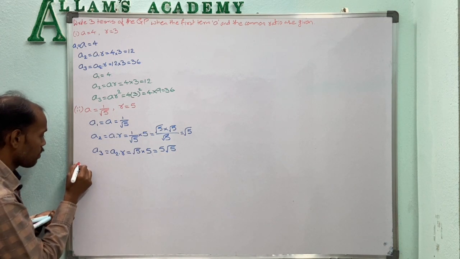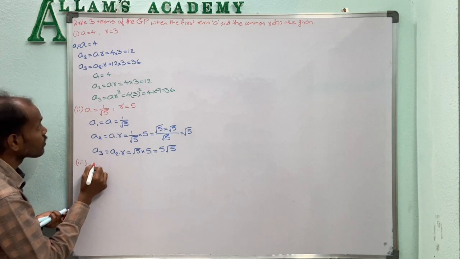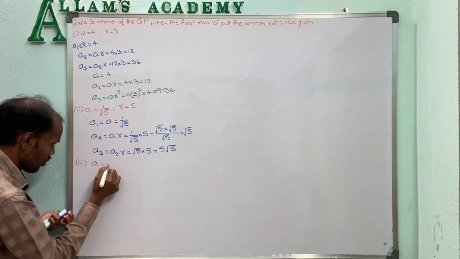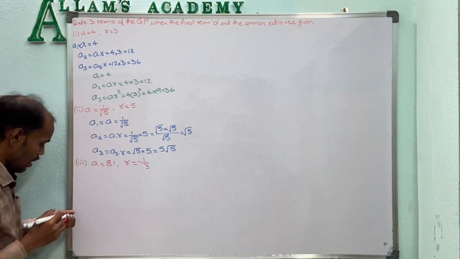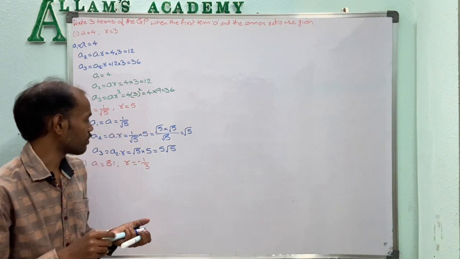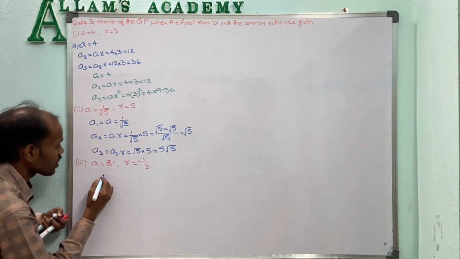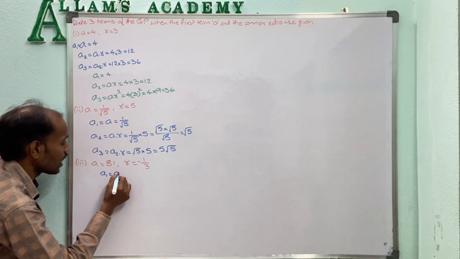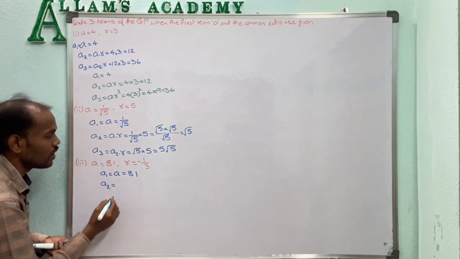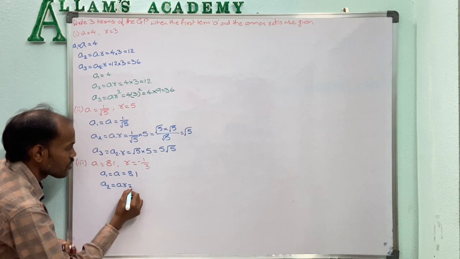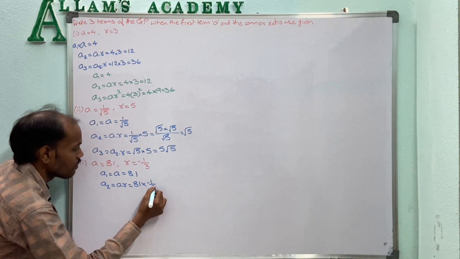And now the next problem: the first term a equal to 81 and the common ratio r is equal to minus 1 by 3. Now here we have to find the first three terms. So the first term a1 is a equal to 81 and the second term a2 is a into r. The common ratio is minus 1 by 3. So 81 into minus 1 by 3.